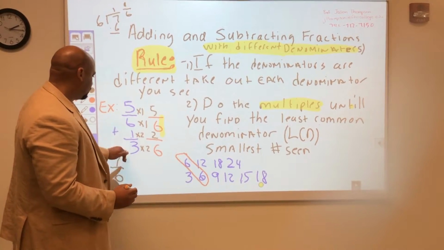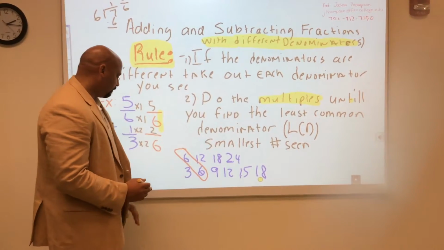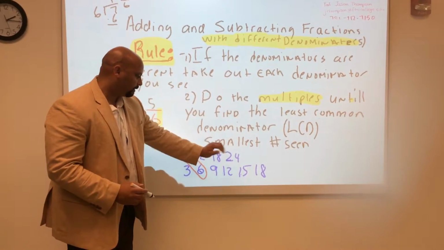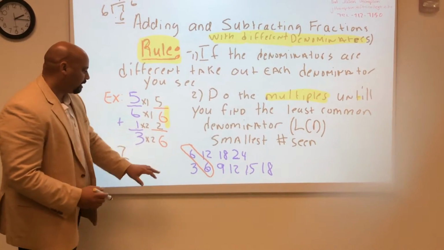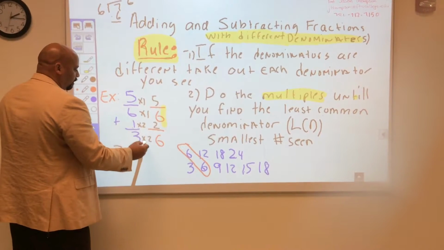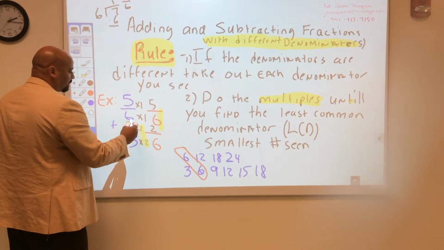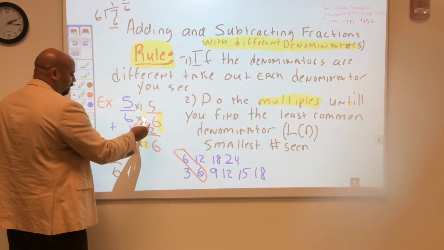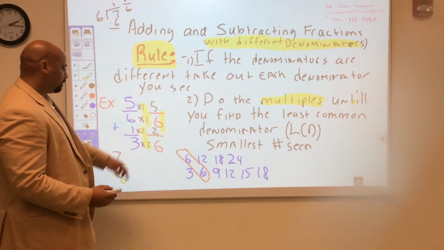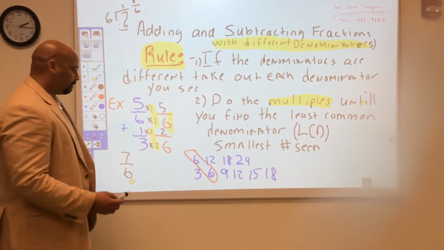So we had here 6 and 3. So you go 6 plus 6 is 12, plus 6 is 18, plus 6 is 24. 3 plus 3 is 6, 6 plus 3 is 9, plus 3 is 12, 15 and 18. Those are the numbers we took out, and the common number we had was 6. 3 times what makes 6? 2. When you do the bottom, do the top: 1 times 2 is what? 2. 6 times what makes 6? 6 times 1. And for the top, 5 times 1 is 5. And you add now 5 plus 2 is 7/6. And you go back to the original rule. If the denominator is the same, you keep the original denominator.